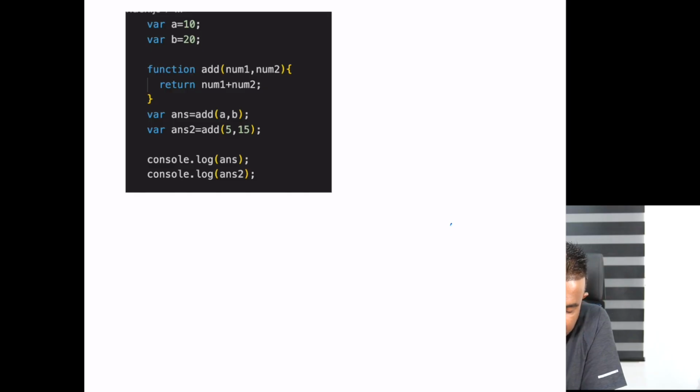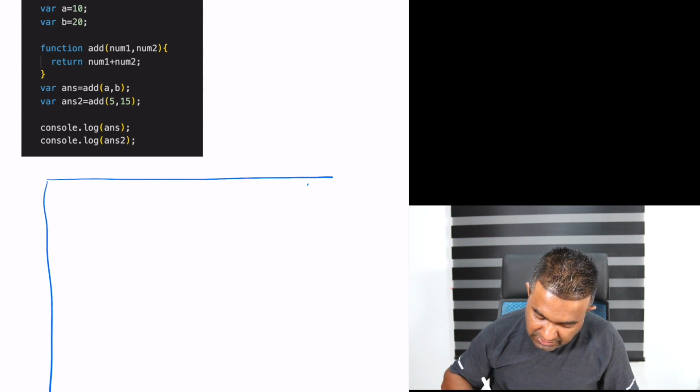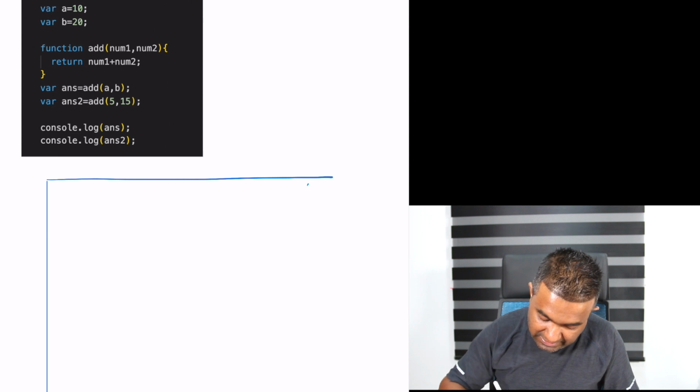Okay, so I have a sample JavaScript program. You can see here it declares two variables, and then it has a function, and it has two other variables, and it executes the function. So what happens is, the very first time these programs run, it creates something like this.